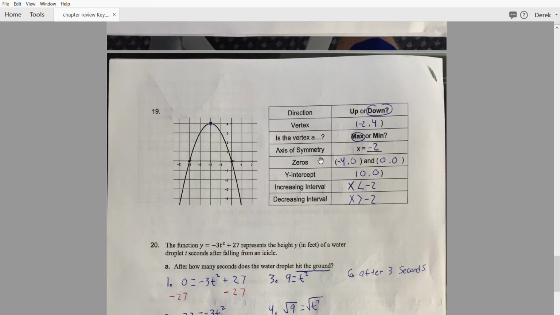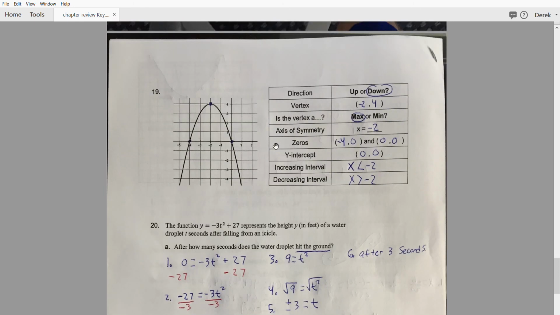All right, we're doing good, guys. So we're on question number 19. This is comparing a graph of a function here. So what direction does it go? Remember, for direction, you're looking at the tail ends. Well, the tail ends go down, so the graph goes down.